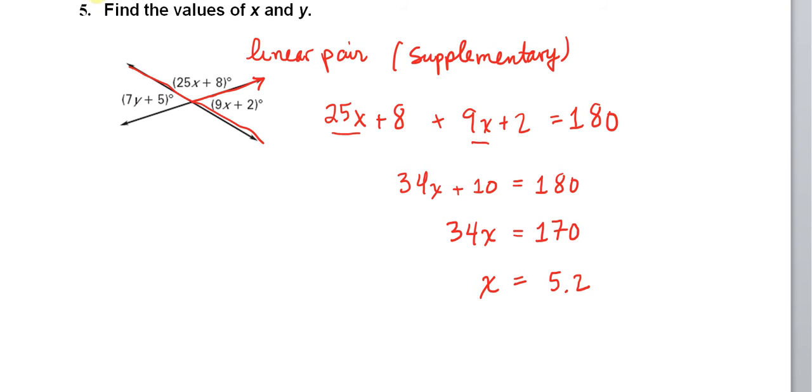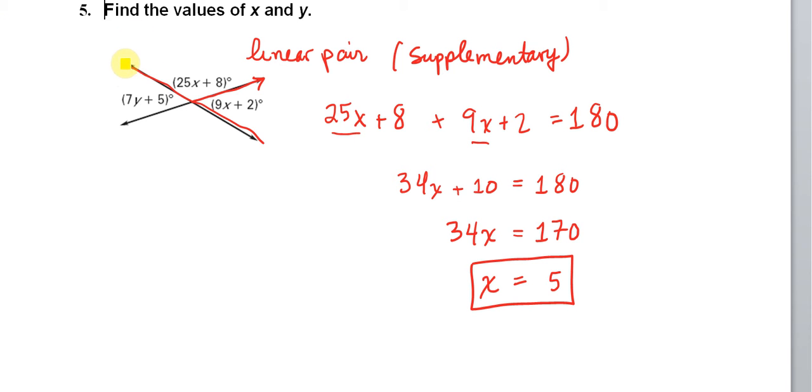Excuse me, that's not 5.2, it's just 5. Let me check my work again. 170 over 34 is just 5. So now we have our answer, at least one of our answers. Now we know that x is equal to 5. Well, then we're still left with the other part of the problem, which is how do we solve for y?